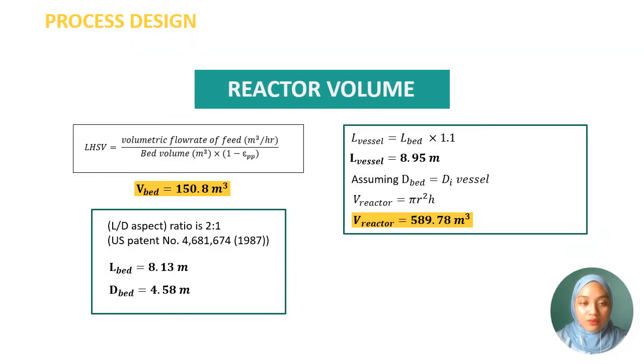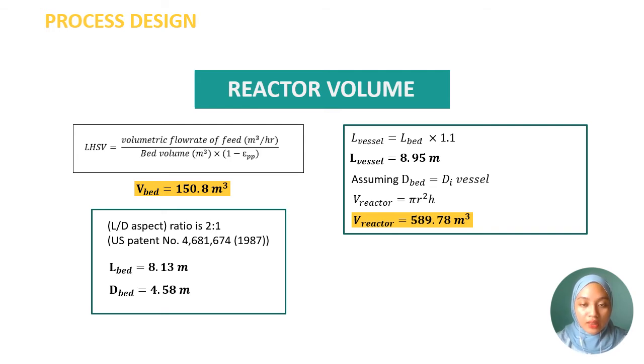And next is the reactor volume. So the reactor volume can be calculated from the volume of the catalyst bed itself. The catalyst bed volume can be calculated from the space velocity equation. So from here, it was determined that the volume of bed is 150.8 meter cube. Assuming that the ratio of the length to diameter is 2:1, for the volume of bed, the length of bed and the diameter of bed were calculated.